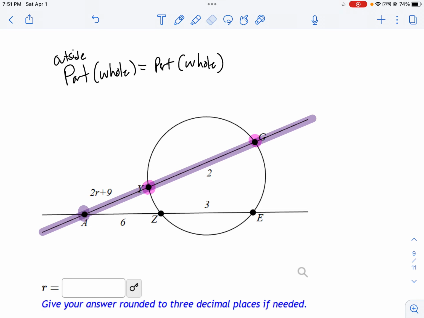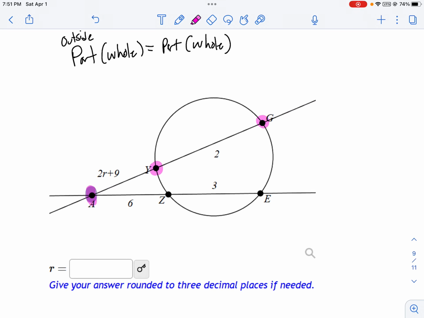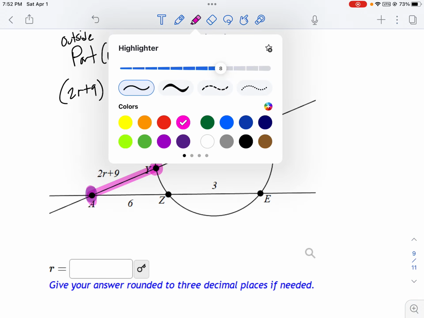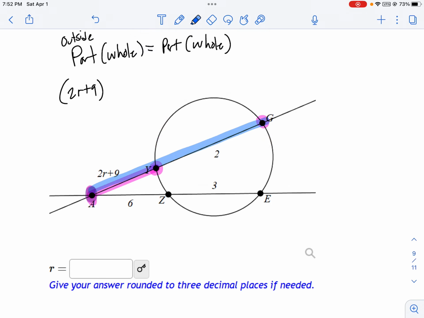For example, we have three dots. The initial dot is your point A, and the first part is going to be to your first intersection point. So that means that 2r plus 9 is going to be our outside part. It's outside of the circle, it's that first part. Now the whole is going to refer to the whole line, the entire length from the initial point A to point G, the second intersection point.